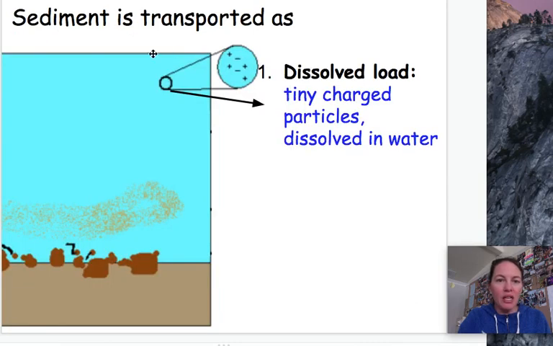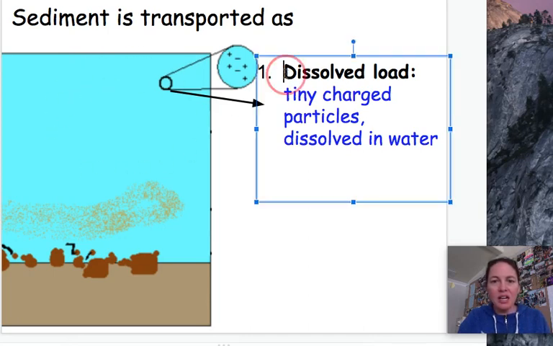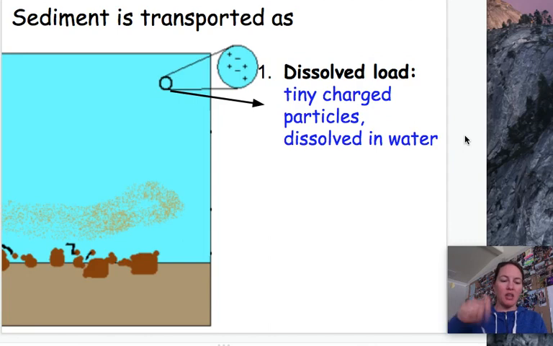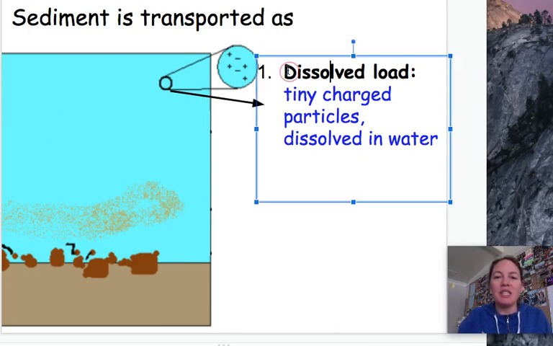So the smallest size is up here in the blue part of the water. It's so small we don't even see the dots. This is called dissolved load. And these are tiny charged particles that are dissolved in water. Think about when you take salt and you can mix it in water and you can stir it and stir it until you can't even see the salt anymore. And if you wanted to play an April Fool's joke on someone, you could offer them this salt water because they wouldn't be able to tell it was salt water until they tasted it. So this is the dissolved load, where things are so dissolved you can't see it until you maybe taste it.